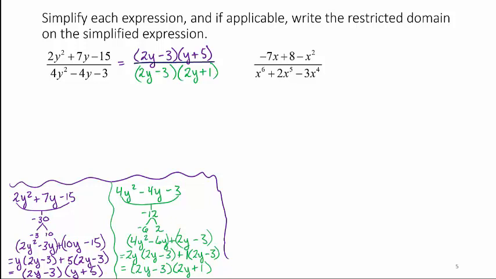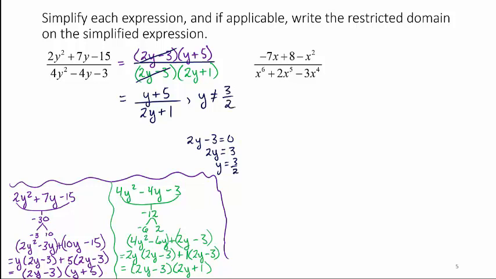Okay, now what can go away here? Well, 2y minus 3 is gone, and I'm left with y plus 5 divided by 2y plus 1. Okay, now what's the domain restriction? So yeah, that's another good question. So when I've got something like 2y minus 3, if I'm canceling that out, what makes that 0? So I've got 2y equal to 3, y is equal to 3 halves, right? So I would say y cannot be 3 halves in the final answer.